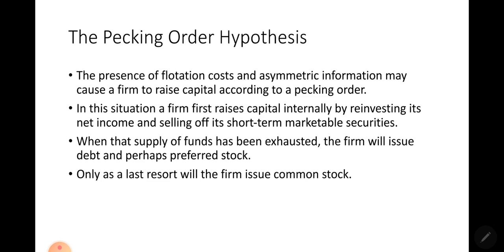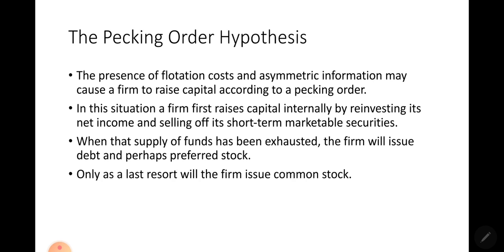Then, when the supply of funds has been exhausted, the firm will issue debt and perhaps preferred stock. Only as a last resort will the firm issue common stock. So we know that the internally generated capital is the most convenient one. So first the business will try to use that means. Once that is finished off, then they will go to the external market. So then they might go for debt or they might go for preferred stock.